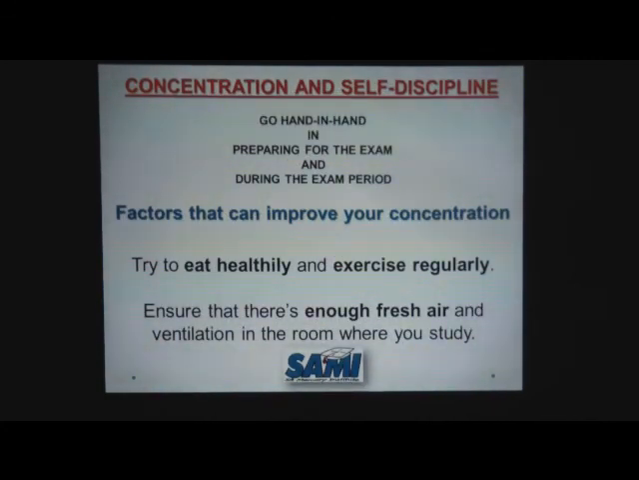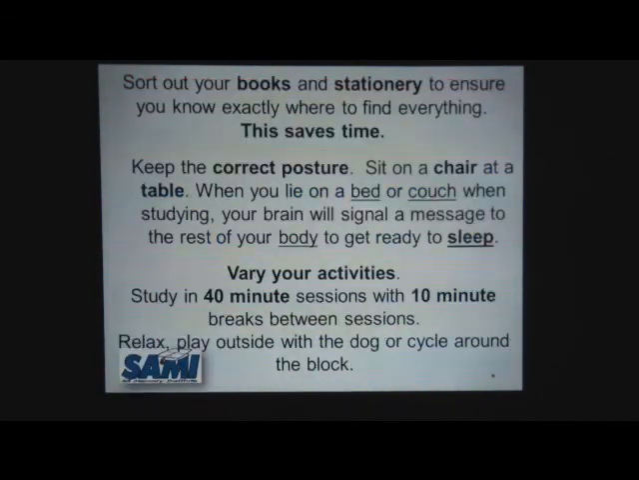Concentration and self-discipline are important and go hand in hand in preparing for the exam and during the exam period. Factors that can improve your concentration: try to eat healthily and exercise regularly. Ensure that there's enough fresh air and ventilation in the room where you study. Sort your books and stationery to ensure that you know exactly where to find everything.